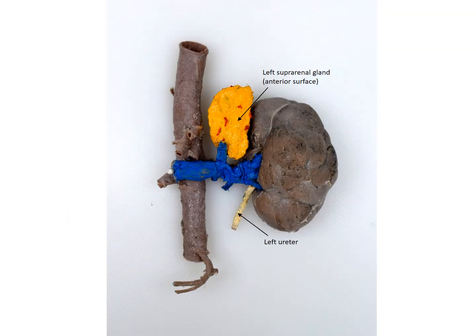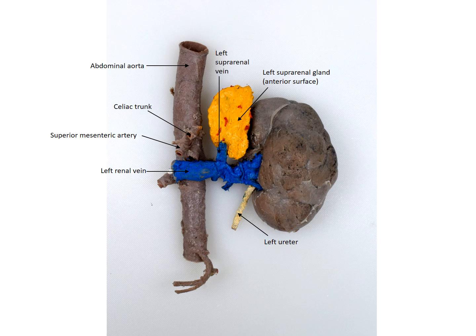Now you have to recognize left kidney, left ureter and left suprarenal gland. This is the anterior surface of left suprarenal gland. Here we have abdominal aorta, celiac trunk, superior mesenteric artery. This is the left renal vein. Tributary of the left renal vein are left suprarenal vein and left testicular or ovarian vein.